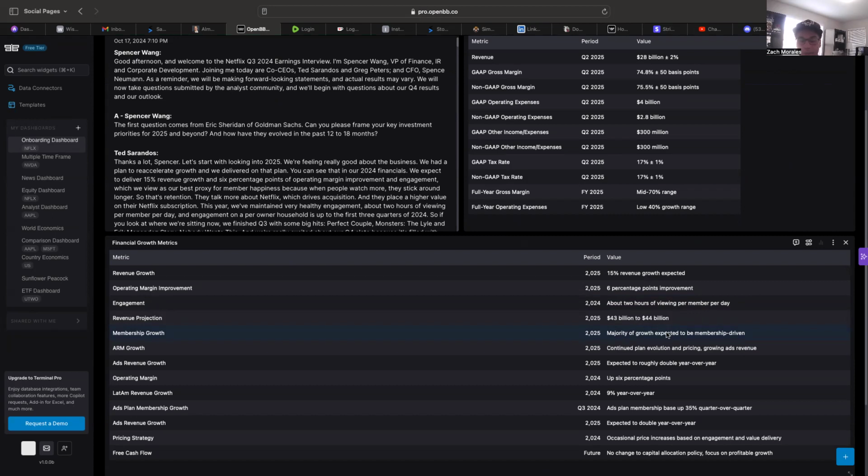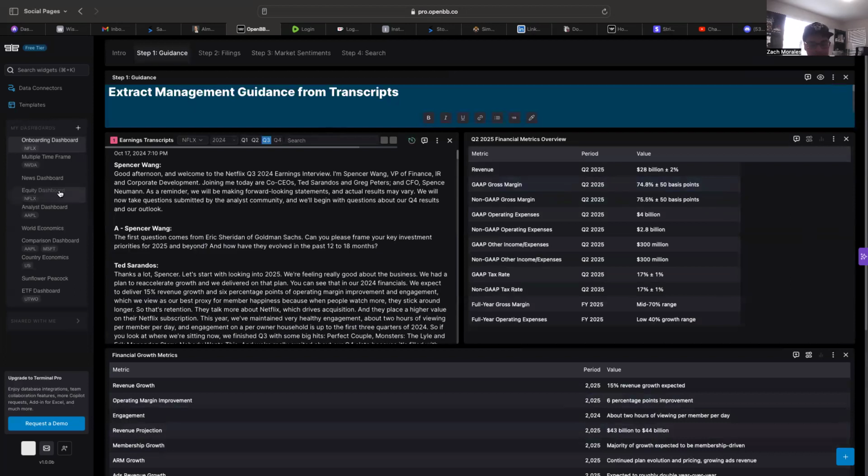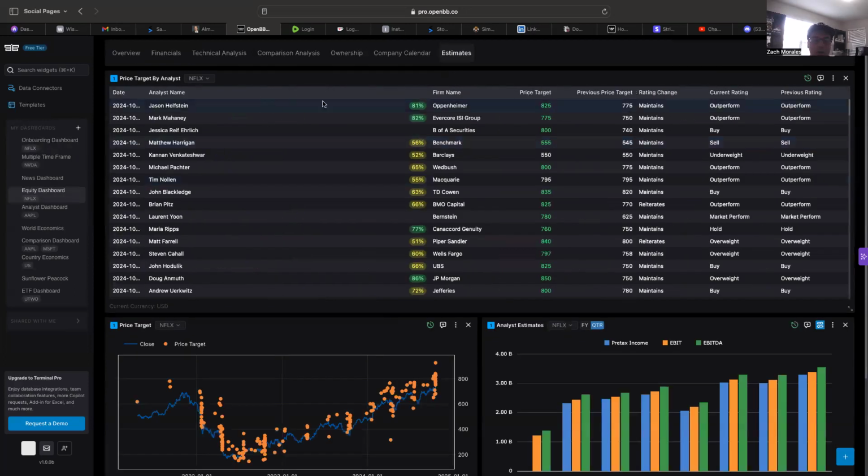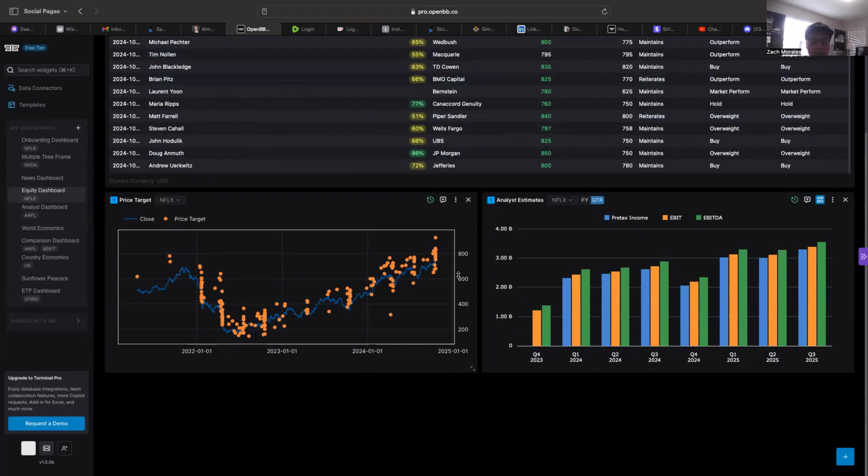The ads plan membership growth, that's really important. So the ad plan's membership base is up 35% quarter over quarter. All right. The ads revenue growth, like we mentioned earlier, is expected to double year over year. As far as their pricing strategy, they're looking at occasional price increases based on engagement and value delivery. And free cash flow, they're not looking at any change to capital allocation policy, focusing on profitable growth, right, is their main focus.